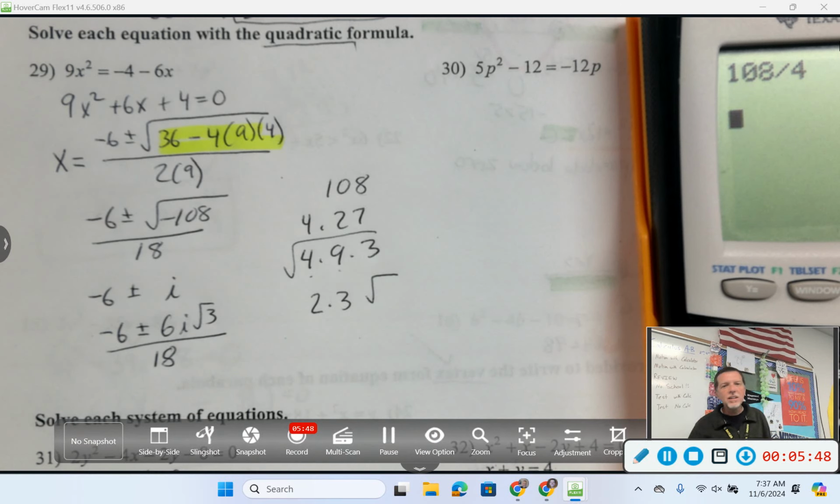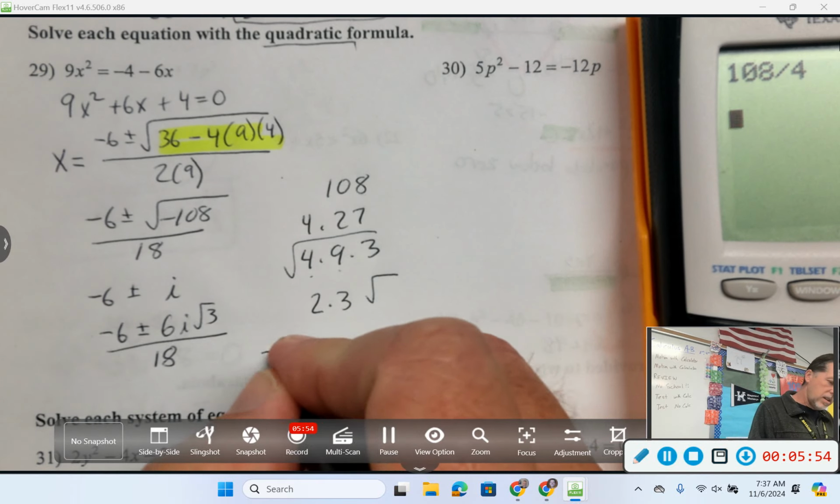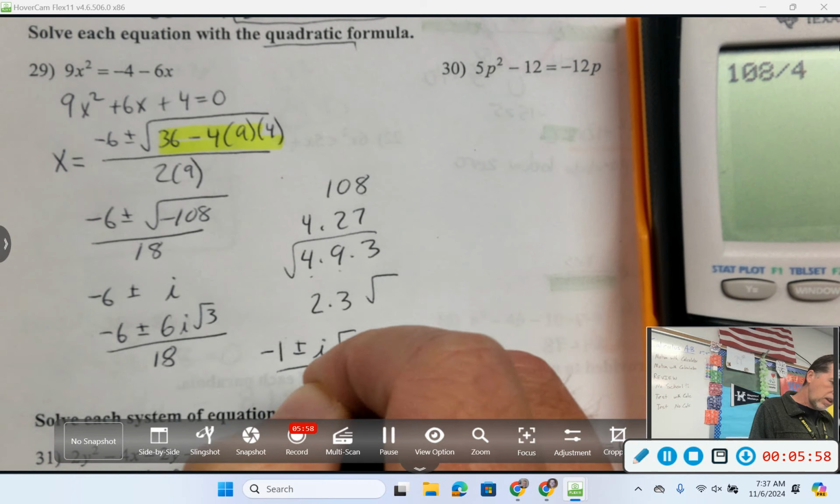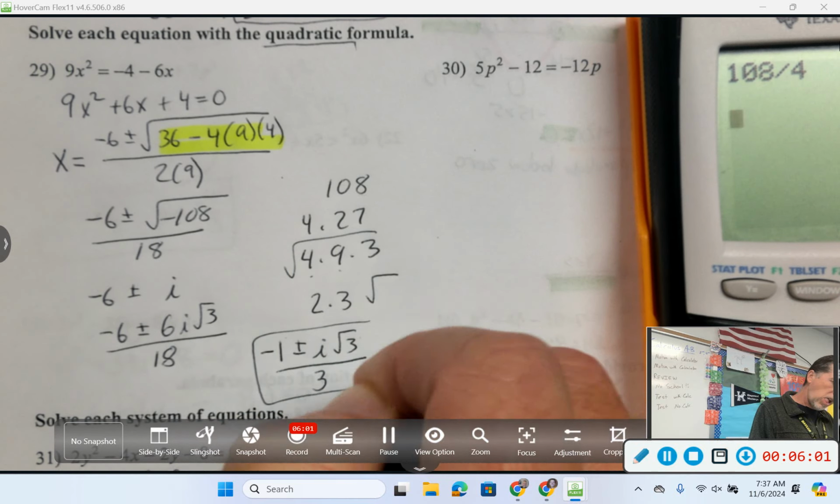Over 18. Let's just divide them all by 6. And let's divide them all by 6. Calculator the multiples and the number. Negative 1 plus or minus i root 3. Go to the graph. Maybe graph something divided by x. That's the number divided by x.